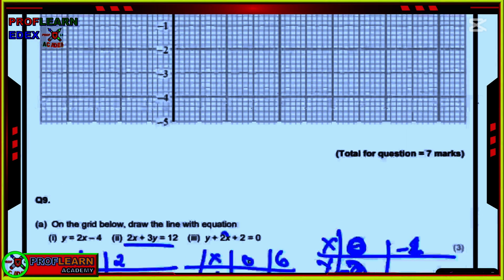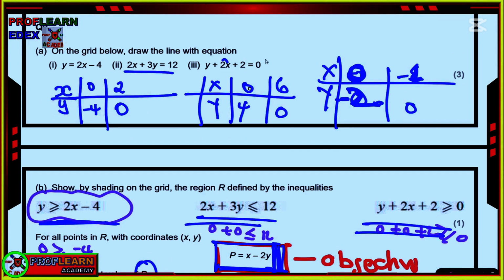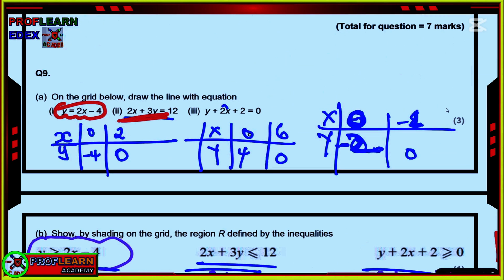Another type of question that will be asked in IGCSE further pure math is sketching of inequalities. Like this one, you draw the graph y equals 2x minus 4 by plotting different points. You can let x be 0 and get the value of y. You let y be 0 and get the value of x. Because if you have only 2 points, you can get a straight line.